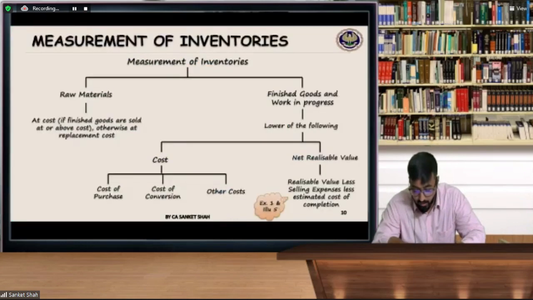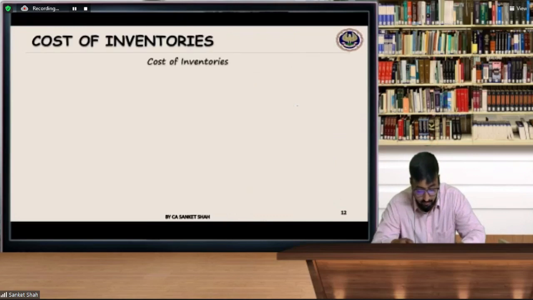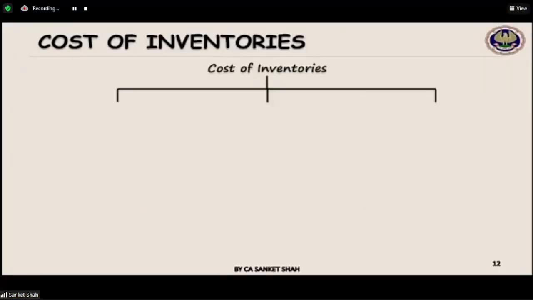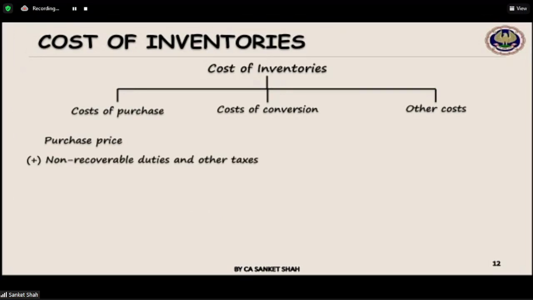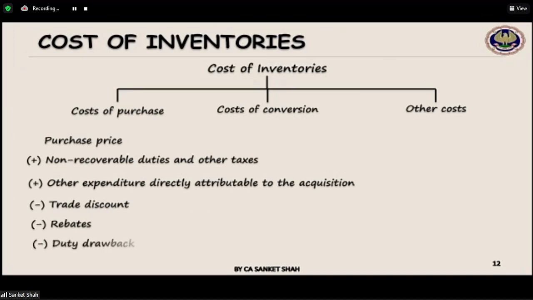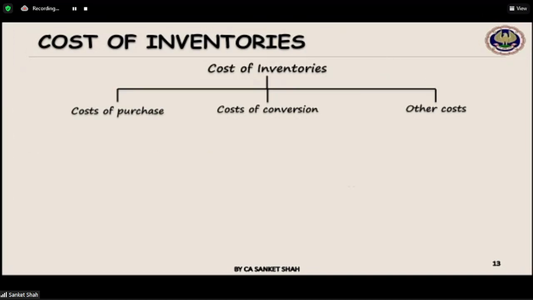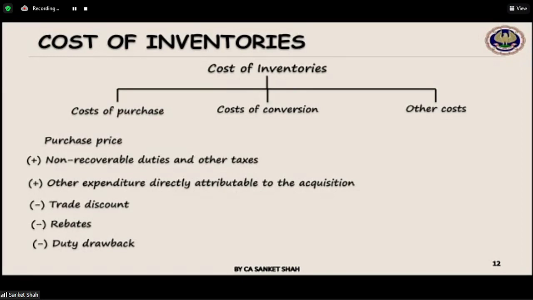Chalo, measurement is done, then cost of inventory. Now what is cost of inventory? It is divided in 3 parts: cost of purchase, cost of conversion and other cost. Now purchase price plus non-recoverable duties and other taxes. For example, if you are not getting any set off, if you are not getting any credit, in that case it is called non-recoverable duties and other taxes, plus other expenditure directly attributable to the acquisition, minus trade discount, minus rebates, minus duty drawbacks, that we are going to consider in cost of purchase. So take a screenshot of this cost of purchase.